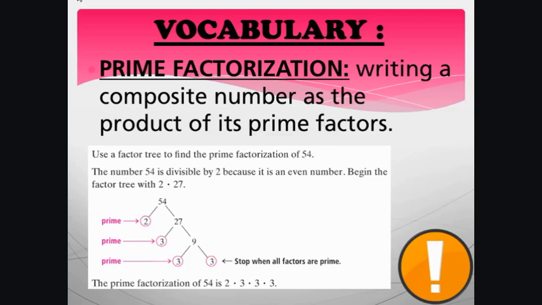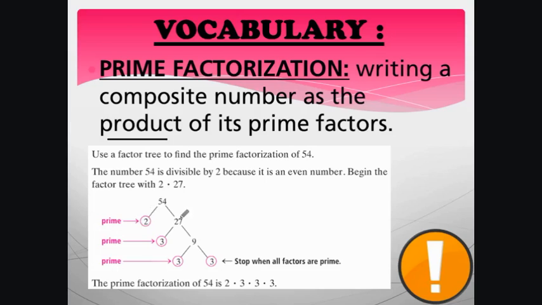Prime factorization is writing a composite number, which is a number that has more than two factors, as a product of its prime numbers. Product meaning the answer to a multiplication problem. So we're going to use a factor tree to find the prime factorization of 54. The number 54 is an even number, so it is divisible by 2. And we're going to begin the factor tree by dividing 54 by 2.